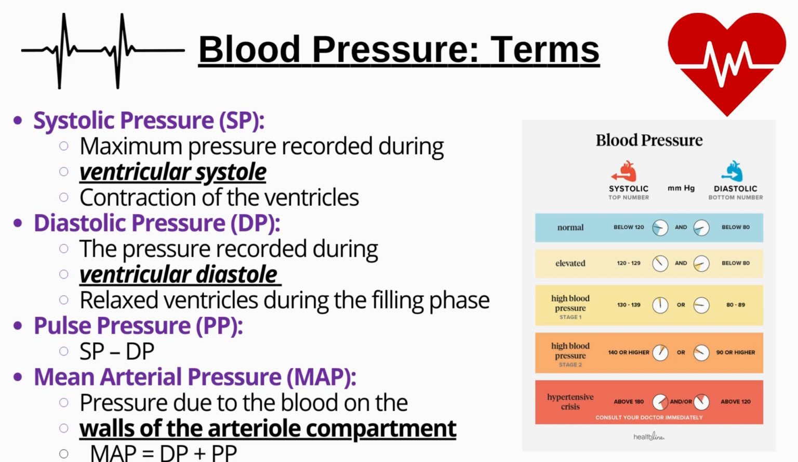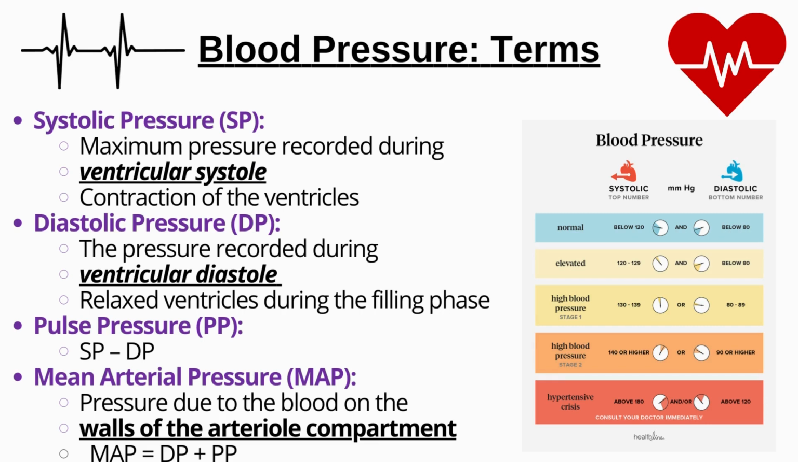Diastolic pressure. The second term is diastolic pressure. This is the pressure in your arteries when your heart is at rest between beats. It's the second number in a blood pressure reading and is also measured in millimeters of mercury. Continuing with the same example, your diastolic pressure is 80 millimeters of mercury.